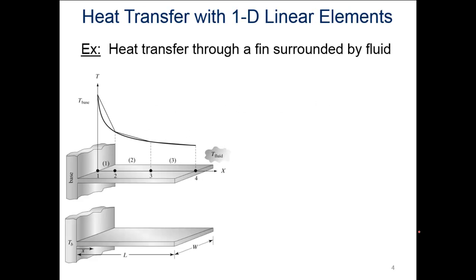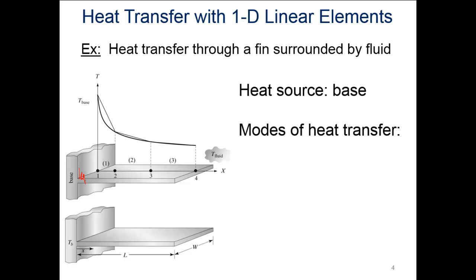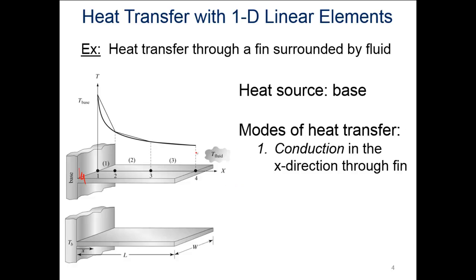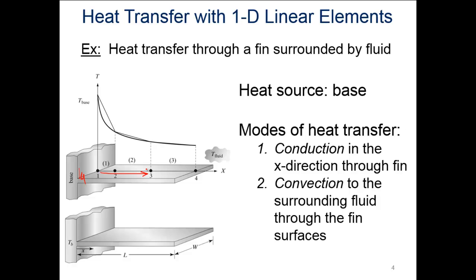All right, so heat transfer with one-dimensional linear elements. We've looked at a fin briefly before. We're going to look at it more in depth here. We have a heat source at the base over here. For modes of heat transfer, we have conduction in the x direction, so conduction along the fin this way, moving from hot to cold. And we have convection to the surrounding fluid from the fin surfaces. So we have convection going across the surface here, as well as on the back side there.